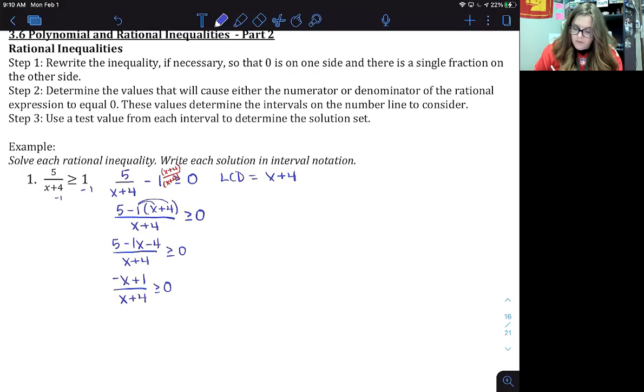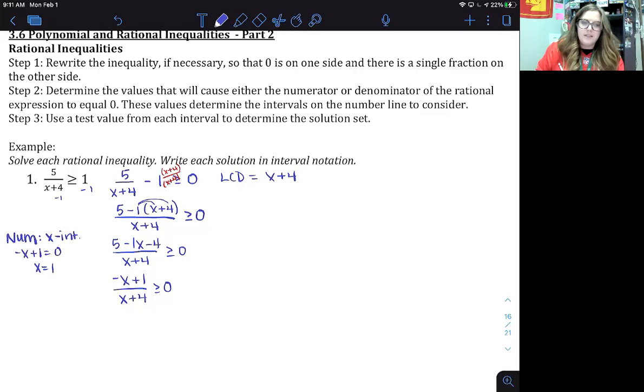So now we're going to determine the values that will cause either the numerator or the denominator of the rational expression to equal 0. These values determine the intervals on the number line to consider. So remember, our numerator tells us our x-intercepts, and our denominator tells us our vertical asymptote. So this is why we're going to look at both of those. So we're going to review that. So our numerator is our x-intercepts. So negative x plus 1 equals 0, which tells us that x equals 1.